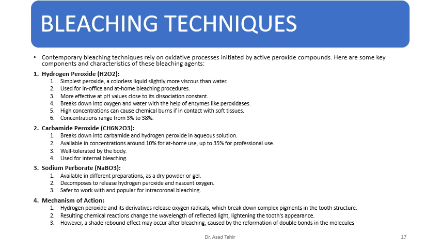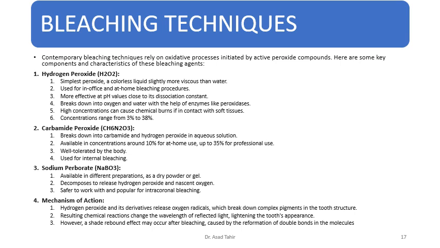Contemporary bleaching techniques rely on oxidative processes initiated by active peroxide compounds. Here are some key components and characteristics of these bleaching agents. Hydrogen peroxide, H2O2. The simplest peroxide, a colorless liquid slightly more viscous than water. Used for in-office and at-home bleaching procedures.